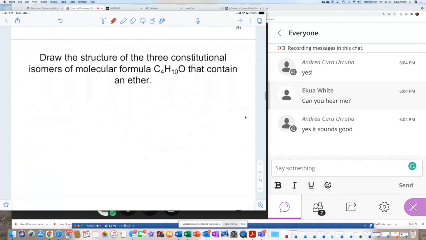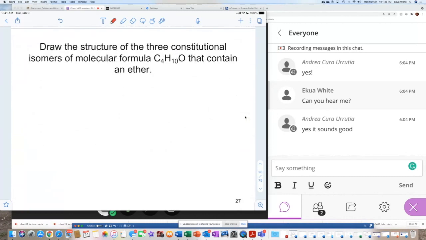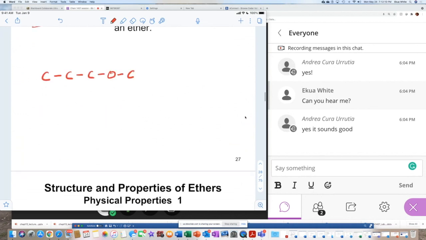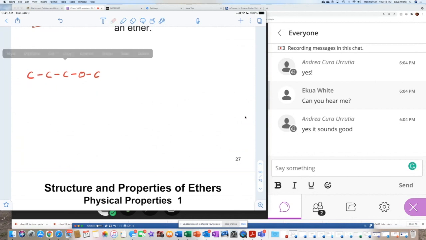Like we've seen before, draw the structure of the 3 constitutional isomers of molecular formula C4H10O that contain an ether. How many of them? 3. Okay. So 1, 2, 3, 4 carbons. The oxygen has to be between 2 carbons, right? So let me start with the core structure, the middle. Let me make that one 1.